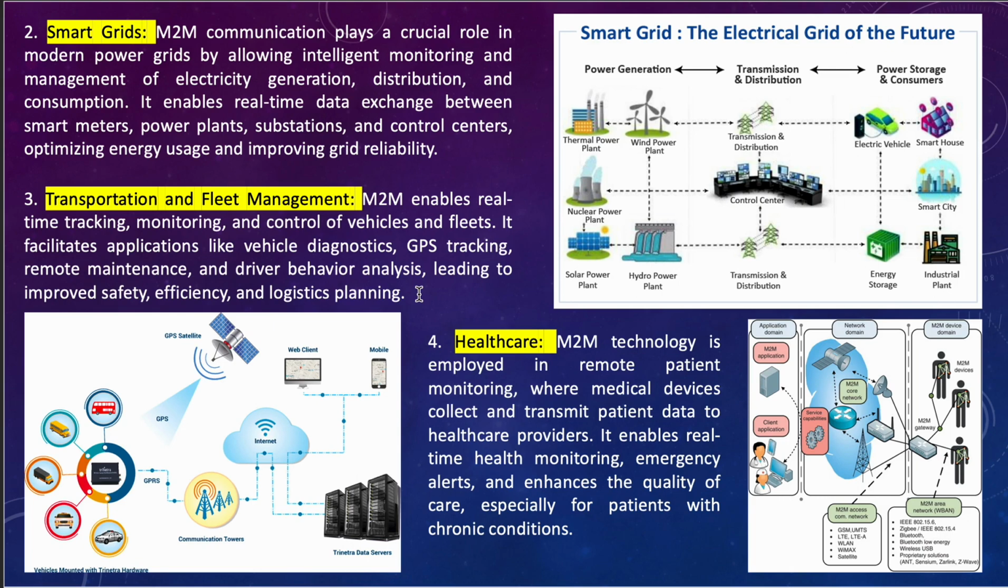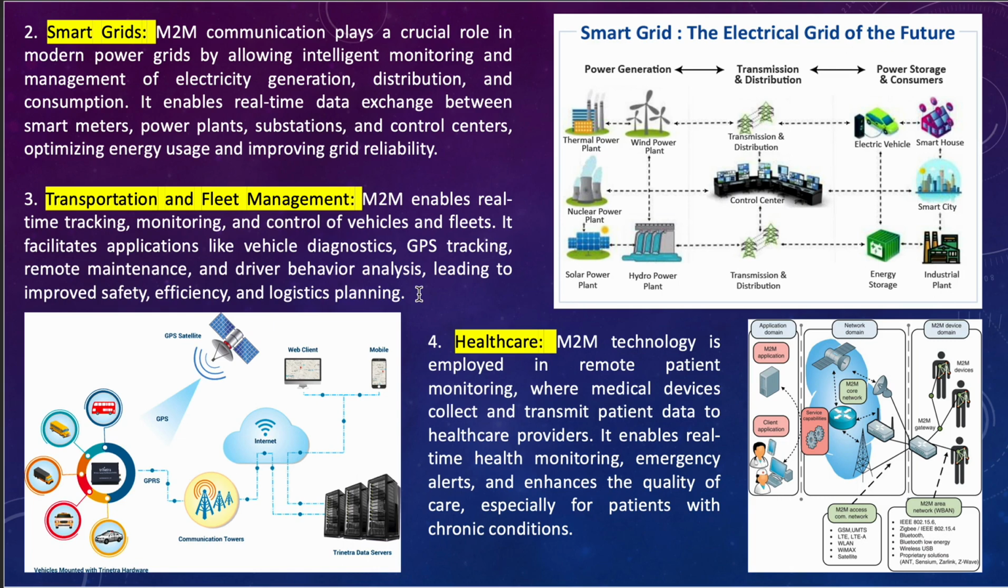Logistical or fleet management, one of the things that you may have used is Uber or PickMe to travel or to get food or something delivered to you. You can track it in real time. If you order something online, you can track those logistics in real time. So these are all part of machine to machine applications, or again IoT applications. Healthcare.